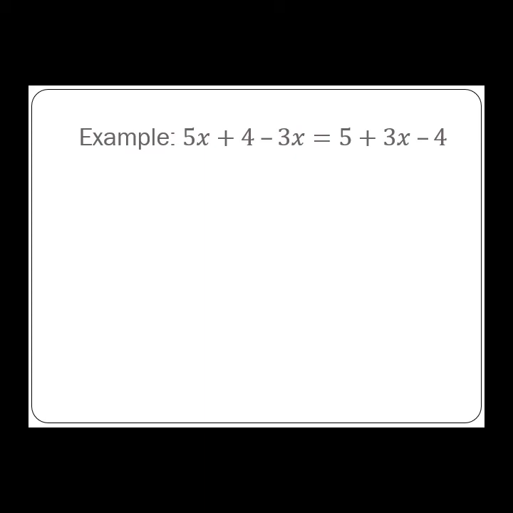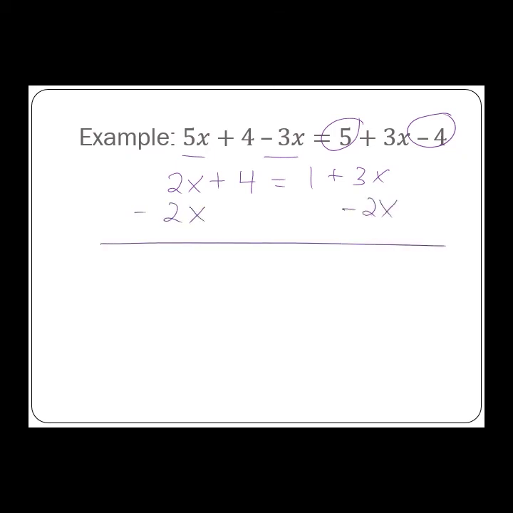In this case, we also have to simplify both sides, but instead of distributing, we have like terms that need to be combined. So this is 2x plus 4 on the left, and then 1 plus 3x on the right. Now I'm going to use the addition property and subtract 2x from both sides. 4 equals 1 plus x. And I'm going to subtract 1 from both sides, so I've used the addition property again, and I get x equals 3. Then I need to check that.